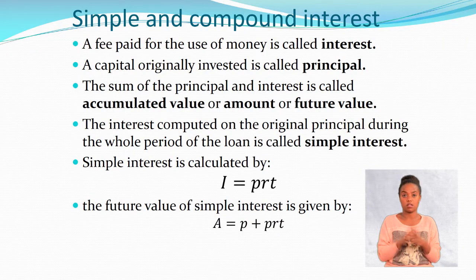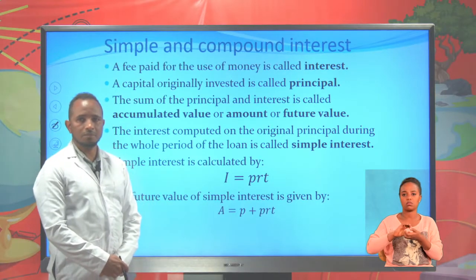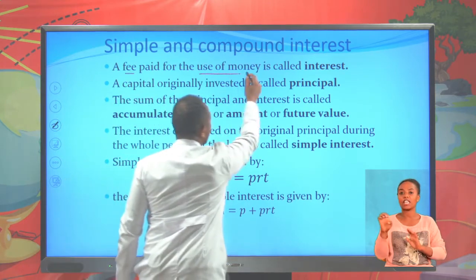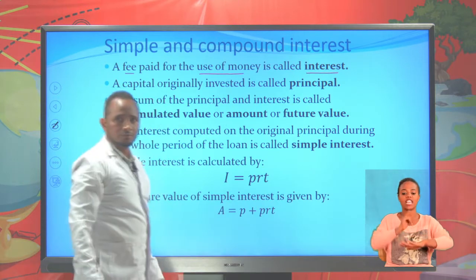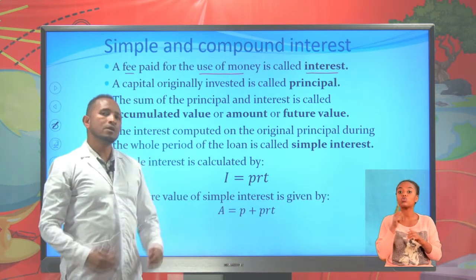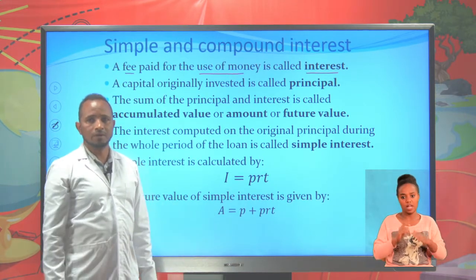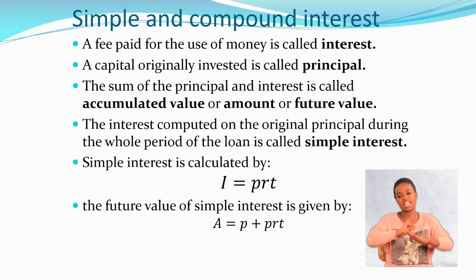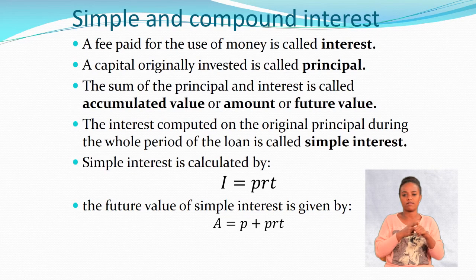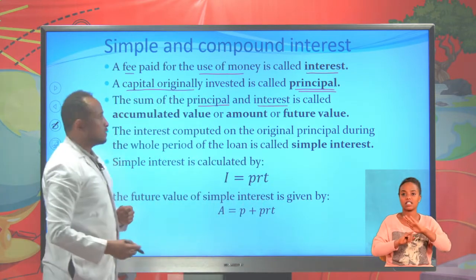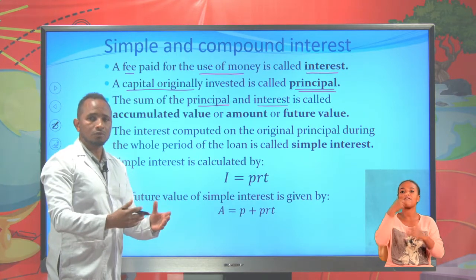Now let's see simple and compound interest. A fee paid for the use of money is called interest. For example, when you put money in a bank, the bank uses your money, and it pays you interest for the use of money. So, a fee paid for the use of money, we call it interest. A capital originally invested is called principal. And the sum of the principal and interest, we call this accumulated value or amount or the future value.